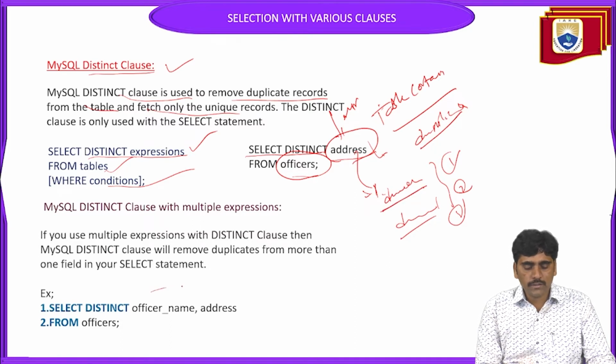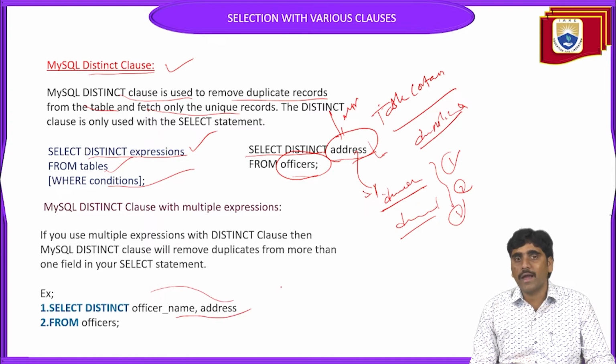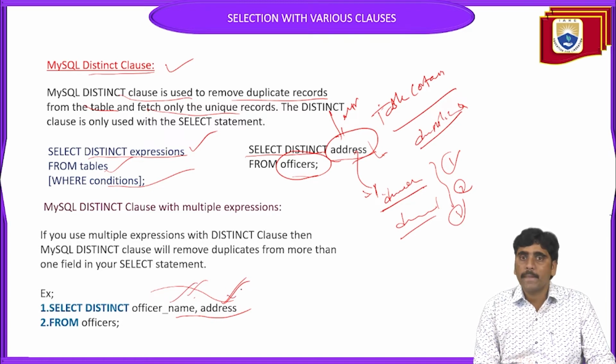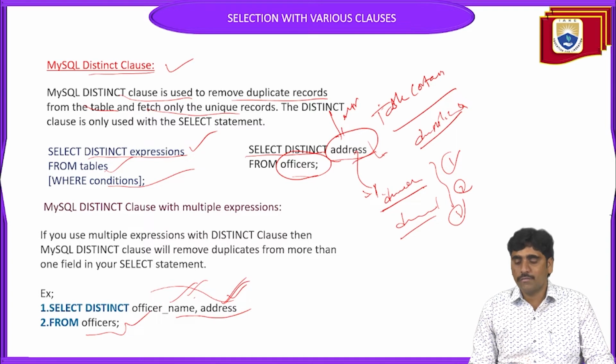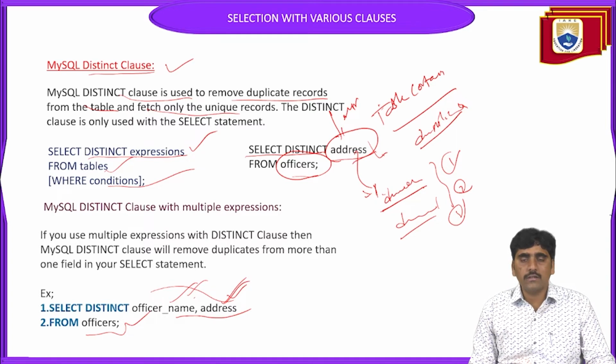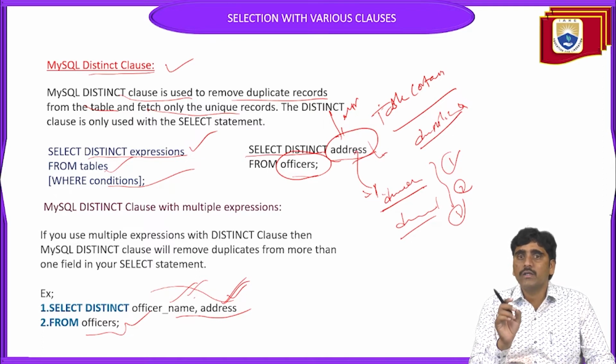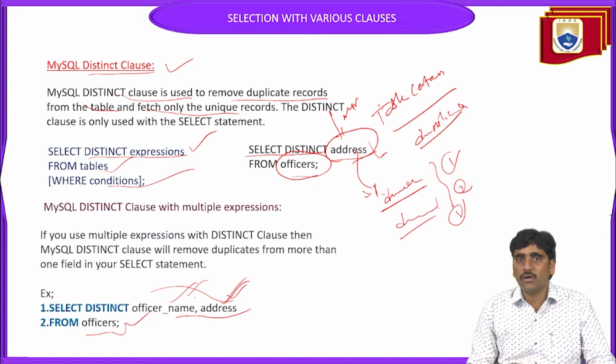Similarly, you can apply DISTINCT for multiple attributes also. If you specify officer name comma address, and both of them are duplicates, it displays only the distinct values of officer name and address from the officers table. So this is the purpose of the DISTINCT clause: to remove the duplicates and display the unique values instead of displaying all the duplicates.